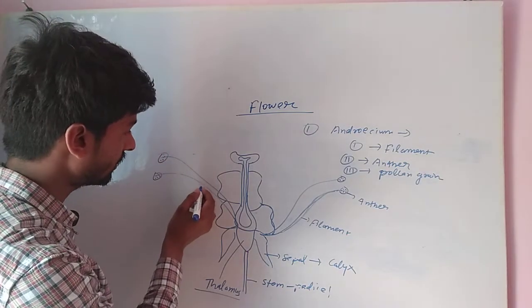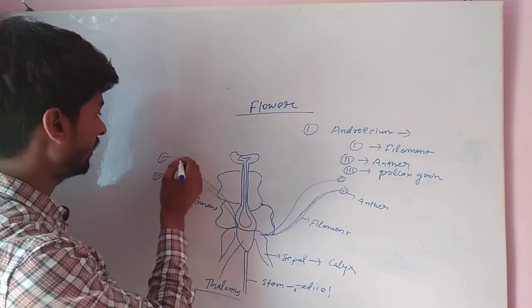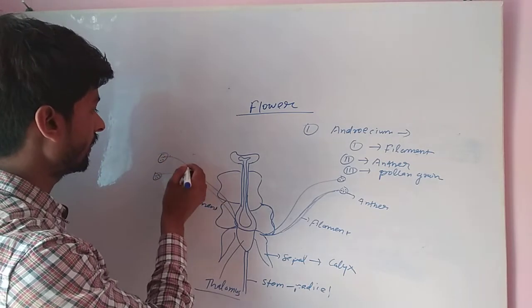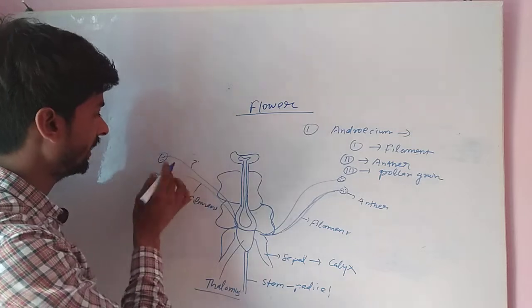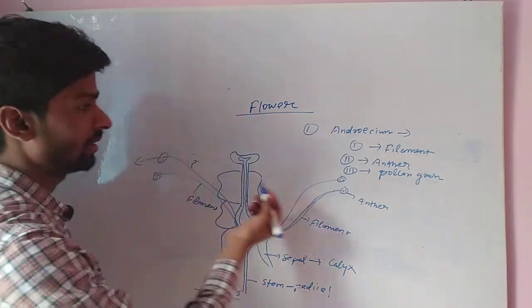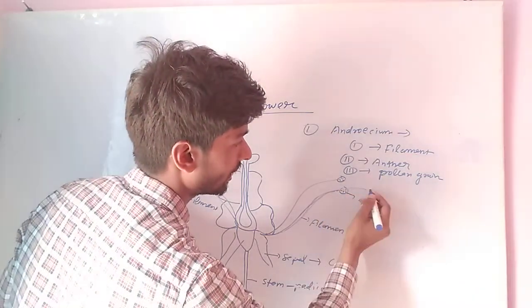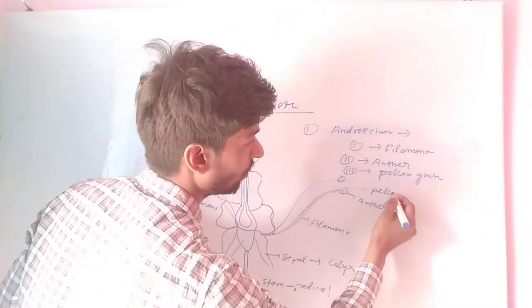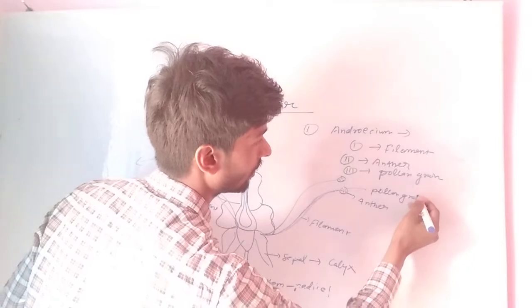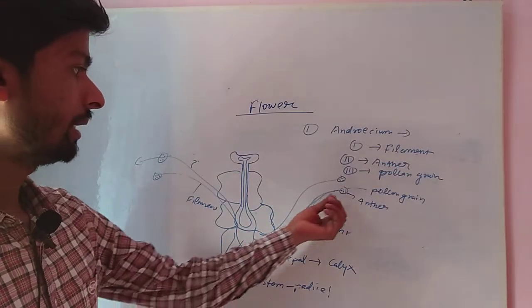So this is also a filament, and this is also a filament, we can say. And you're looking at the dots in the circle; the dots in the circle are known as pollen grains. So these were the male parts of the flower.